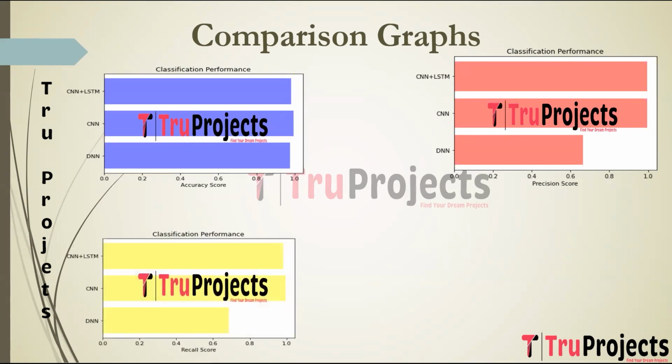This is recall comparison graph. It is also called as sensitivity or true positive rate. Recall measures the ability of the model to capture all relevant instances. It is the ratio of correctly predicted positive observations to the total actual positives.